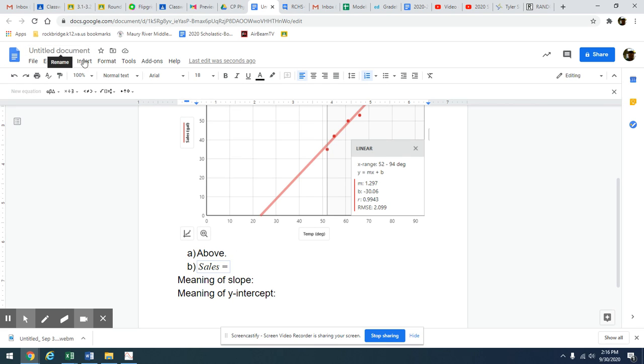Now, the slope, on the other hand, is numbers. So here we do need units. Okay, the slope is 1 point, I'm going to call that 1.3.